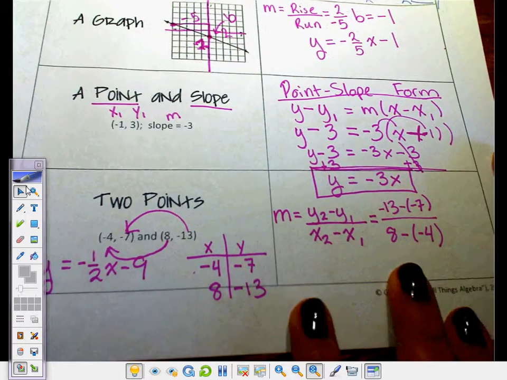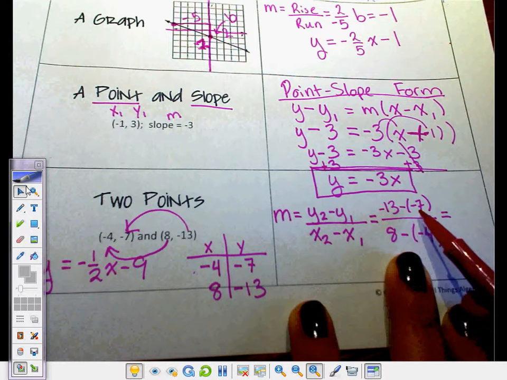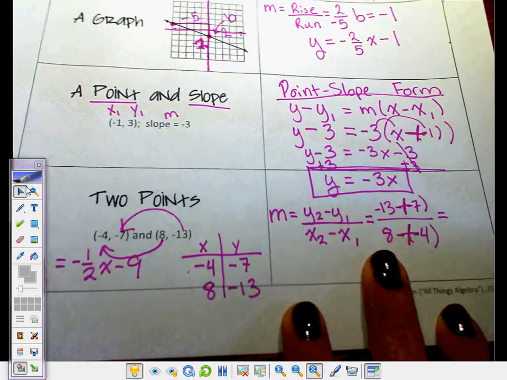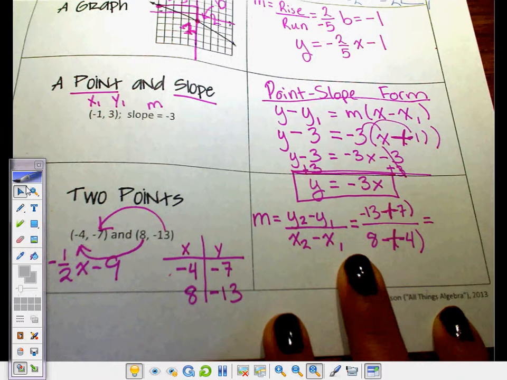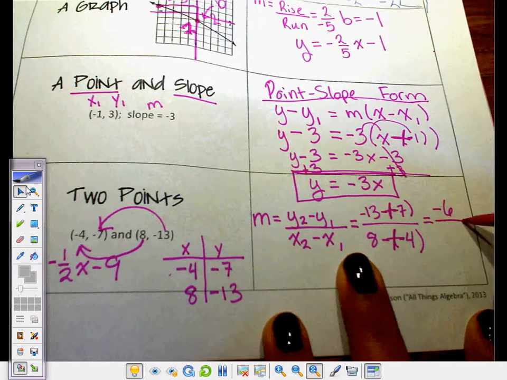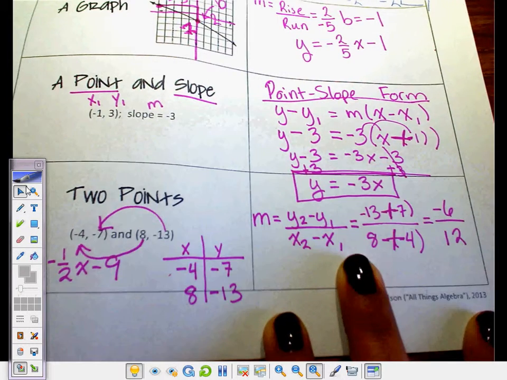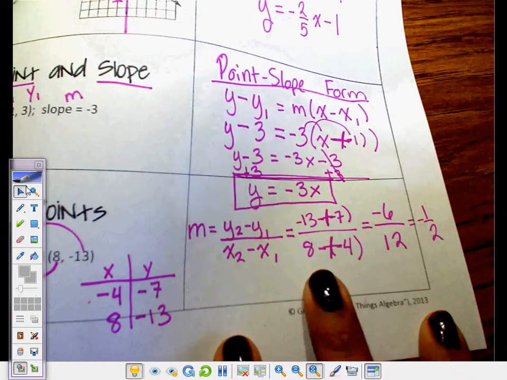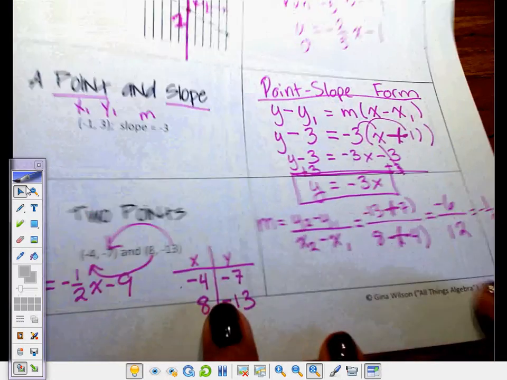So I've got a big mess over here, so let's clean it up. I have two big ugly minus signs here, right? So those are going to become plus. So I've got negative 13 plus 7. What's that? Negative 6, good. And then I've got 8 plus 4, which is 12, okay? So I get negative 1/2, very good. So did I still get the same answer the calculator got? Yes.